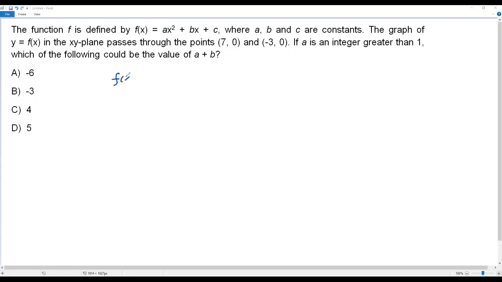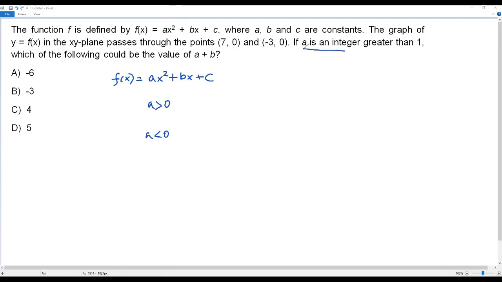Okay, now let me consider the given function f of x equals ax squared plus bx plus c. Actually, it is a quadratic function. Whenever we have a quadratic function in this form, its graph will be a vertical parabola in the xy-plane. The parabola may open up or may open down. It depends on the value of the leading coefficient a. If a is greater than 0, the parabola will open up. If a is less than 0, the parabola will open down.